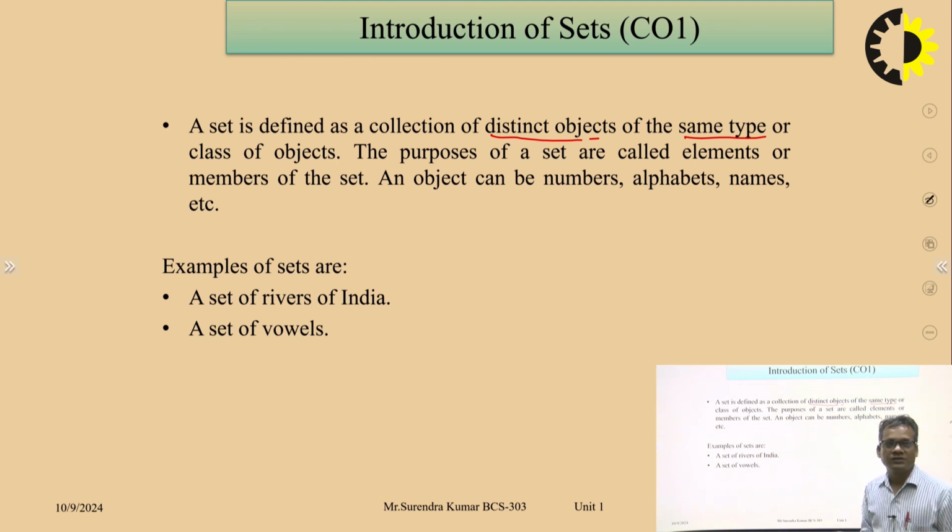What is the purpose of study the sets? So the objects of a set are called elements or members of the set. We collect the same kinds of elements or members in a set. So a number, alphabet or names, etc. are the examples of set. We can have more examples from real life scenario like set of all rivers in India, or we can say set of all vowels in alphabets.